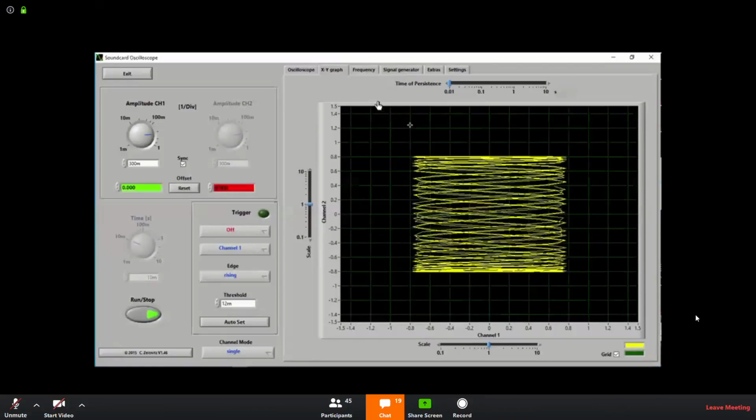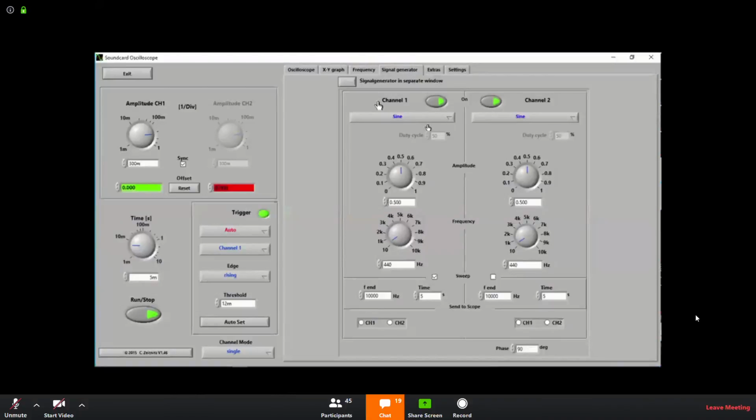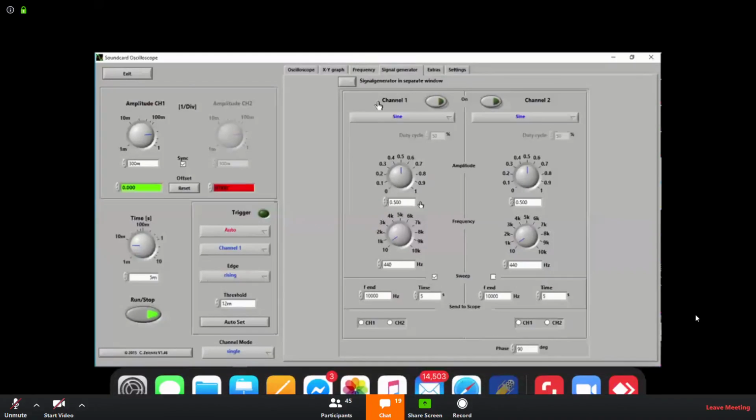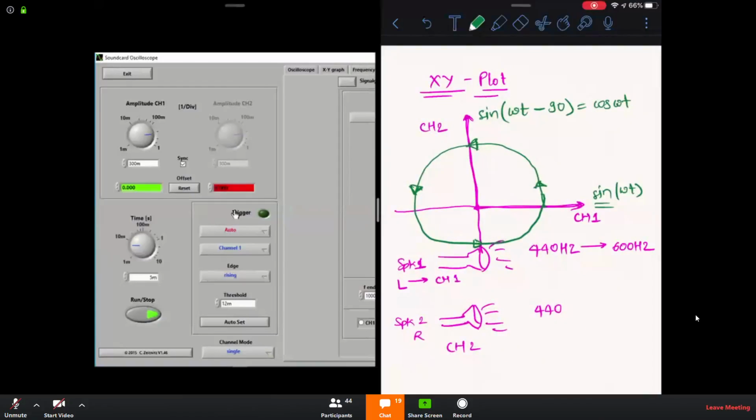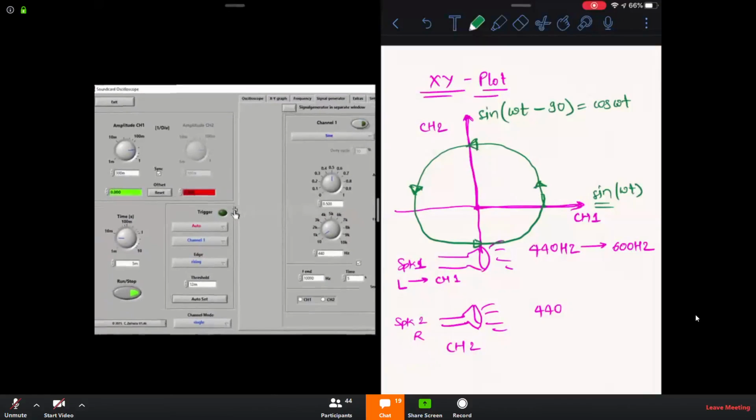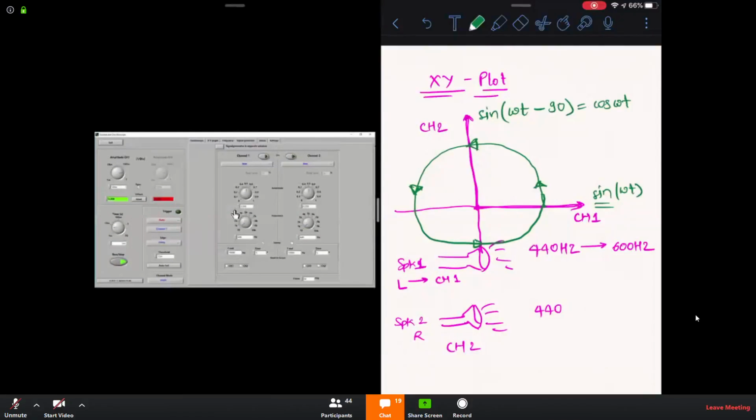Yeah. So basically, sorry that I forgot to turn on the screen sharing. Okay, don't worry. I will start from the very beginning. What we have discussed is that if you set the voltages in your channels in such a manner that channel 1 is getting sin omega t and channel 2 is getting sin omega t minus 90, then you will get a circle. So I'm doing that on my laptop.